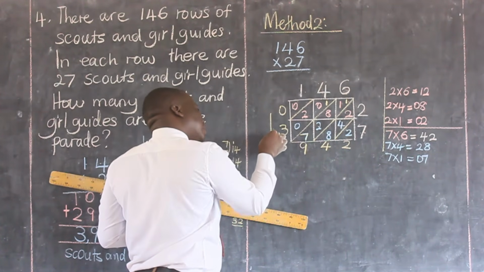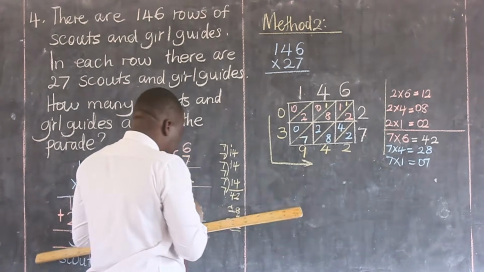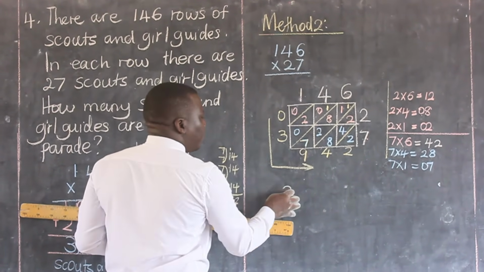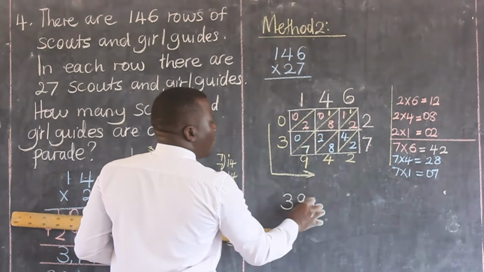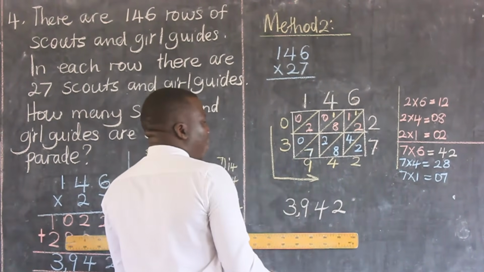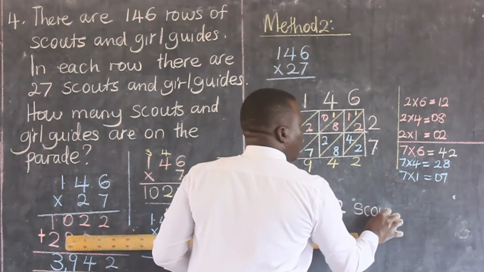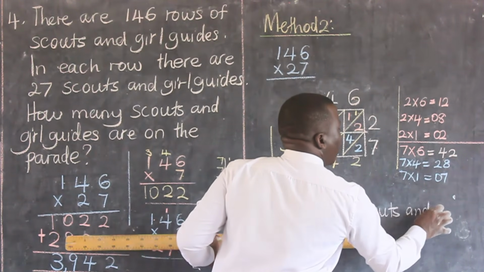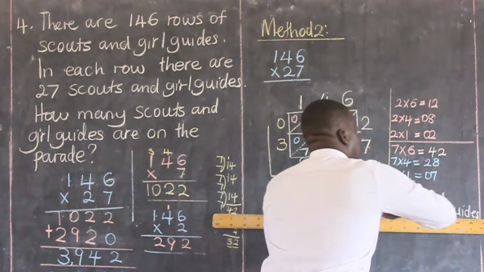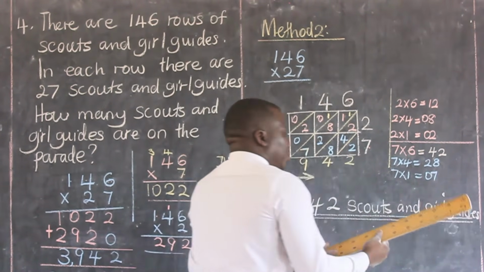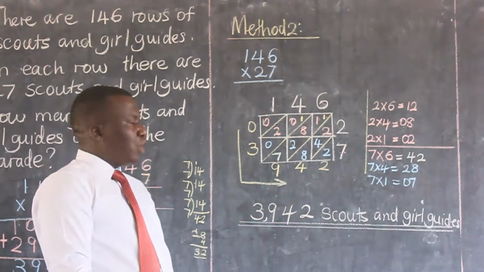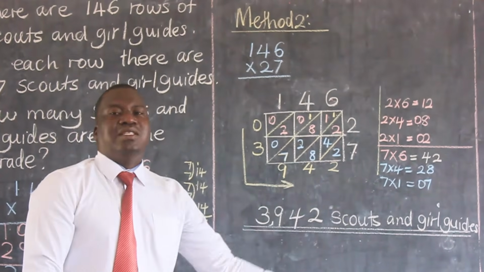So when you're recording your answer, you start from up to down. Okay? So your final answer here is, remember this 0 has no effect, 3, 9, 4, 2. So this is the total number of scouts and girl guides. Okay? Then you double underline the answer. Children, I hope you have understood how to multiply numbers using both the first method and the second method.